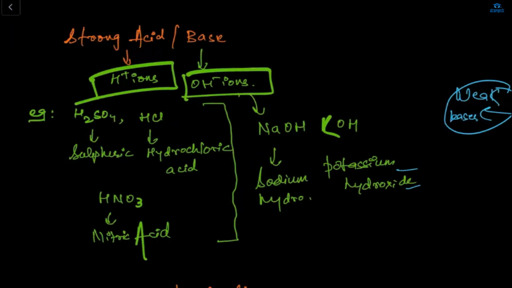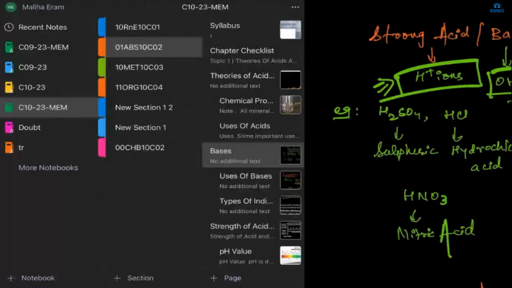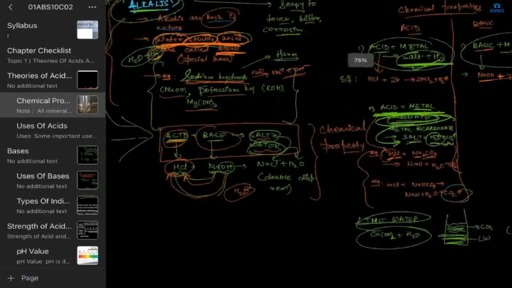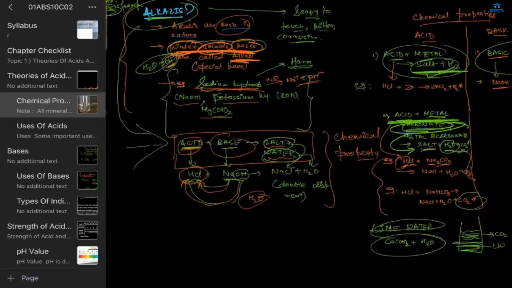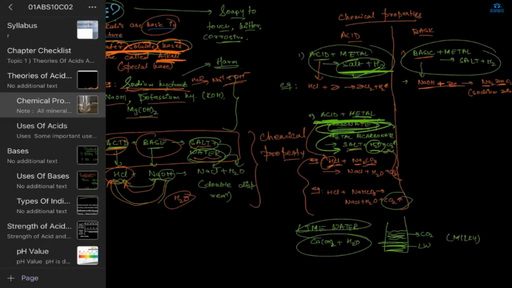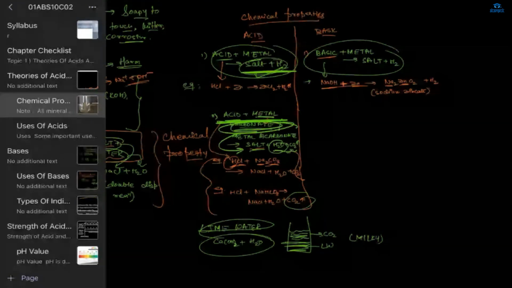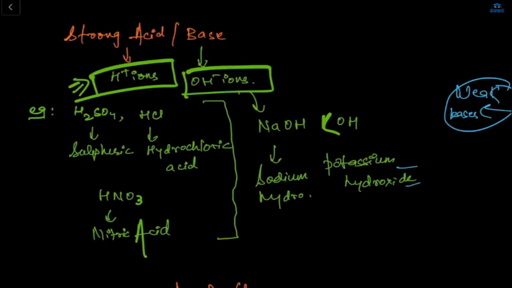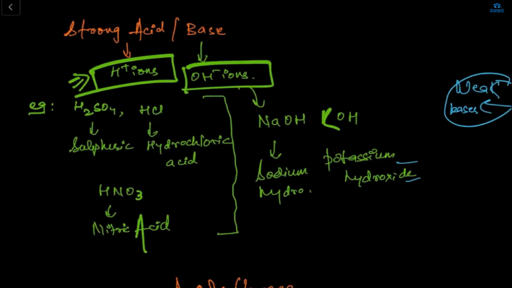A strong acid gives H plus ions and a strong base gives OH minus ions. If we put acid into water, what will happen? Let me show it to you. See, a strong acid is one with H plus ions and a strong base is one with OH minus ions.